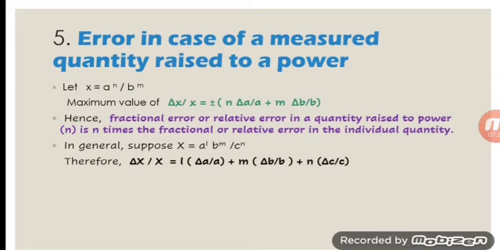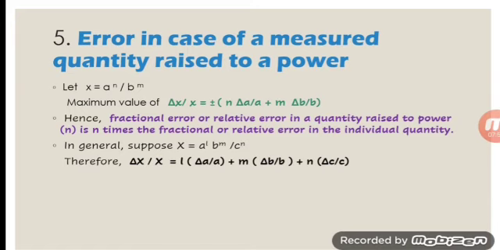The maximum value of delta x by x can be written as, here we only multiply the power with the relative error, that is delta x by x is equal to plus minus n delta a by a plus m delta b by b, where n and m are the powers of a and b respectively. Hence, the fractional or the relative error in a quantity raised to a power n is n times the fractional or the relative error in the individual quantity.